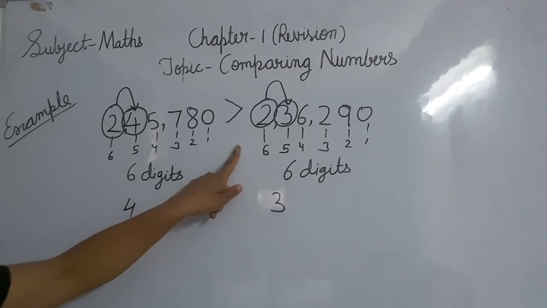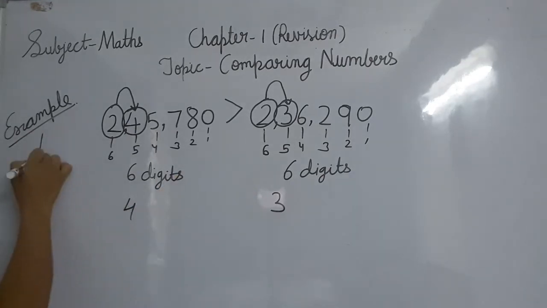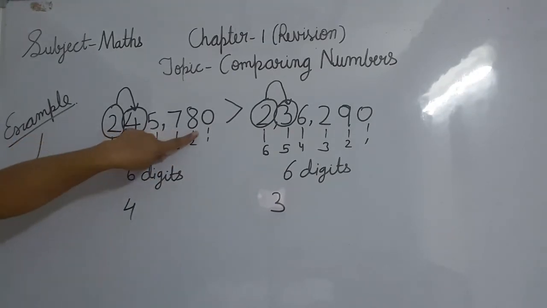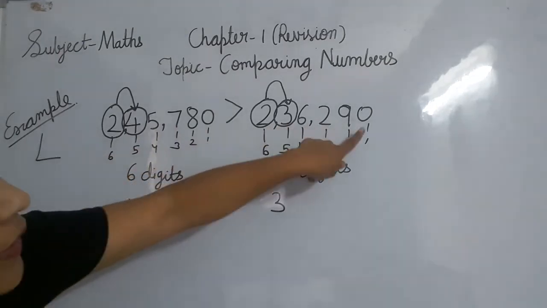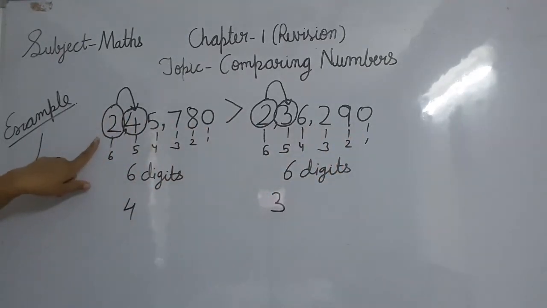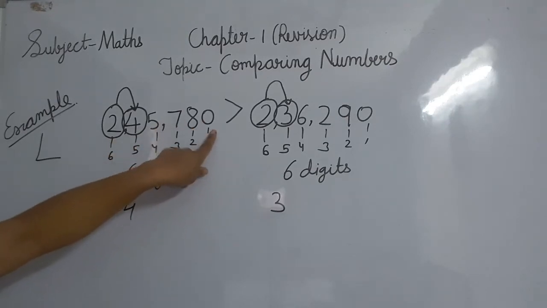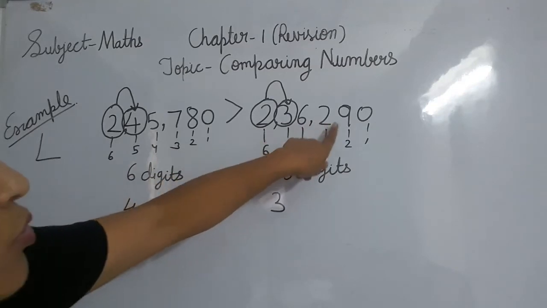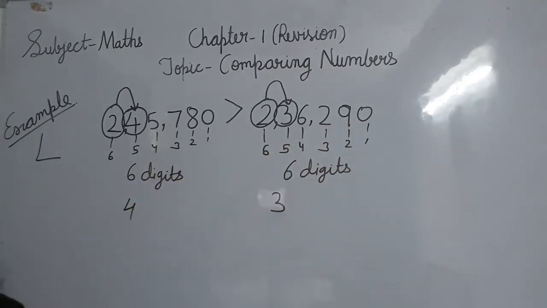Okay, how will we read? We'll read from the left side, from here to here. First we'll read this number, whatever number is here, then we'll read the symbol, then we'll read this number. So what is the first number here? 2,45,780 is greater than 2,36,290. Clear to you all?